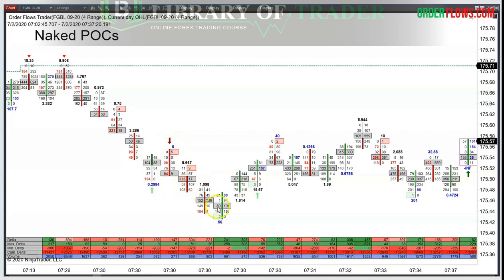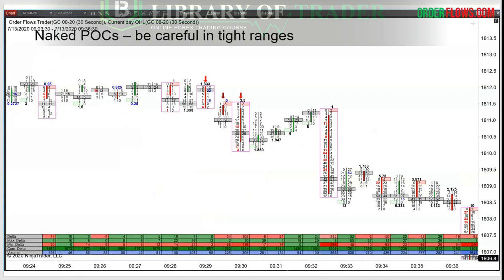Naked point of control. Not a naked point of control. Naked. Not naked. Naked, it comes back in here, but you don't have a previous one. Naked. Not naked. It's just that on a range-based chart, it doesn't really appear that often, because you get those immediate price squirts in range-based charts that you don't see in time-based charts.